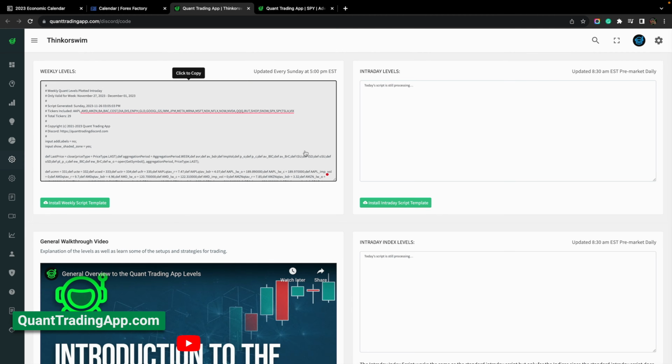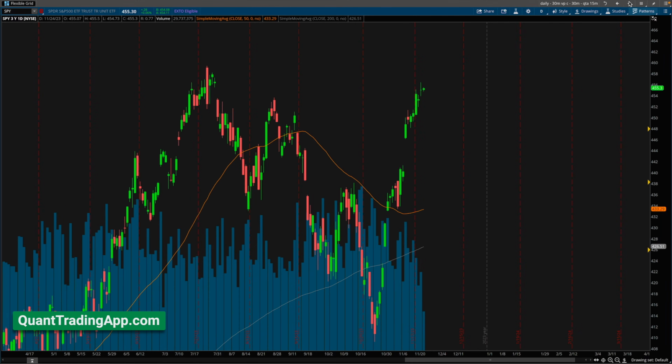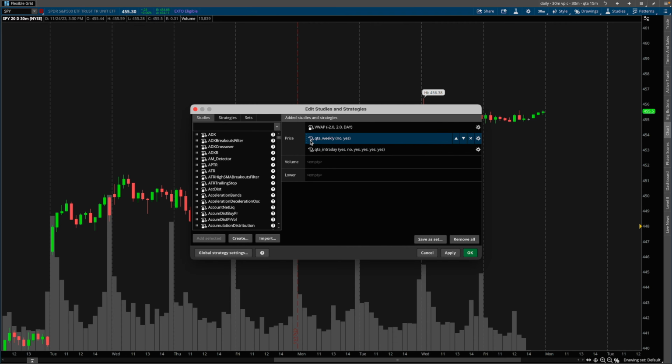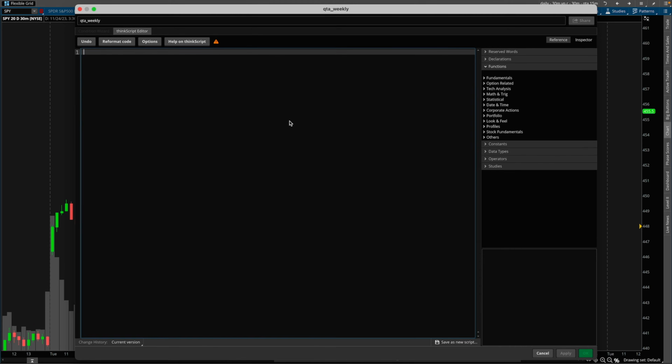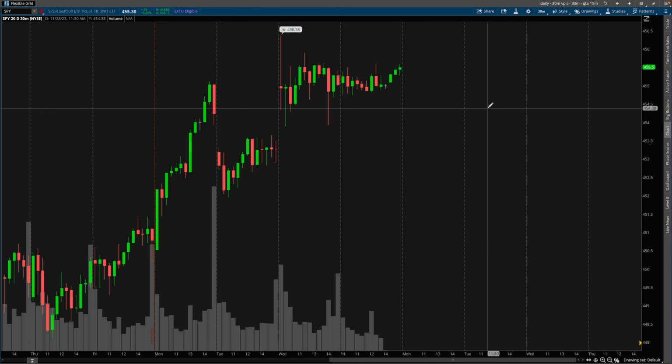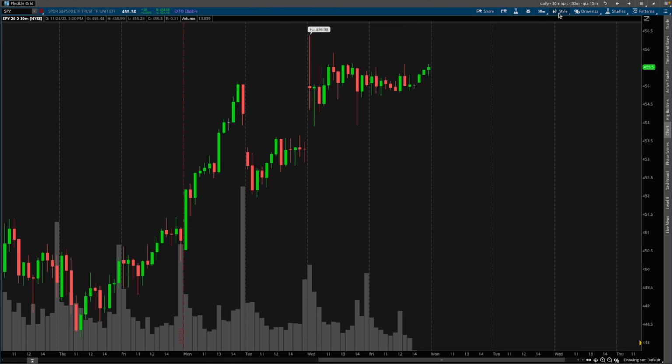Then obviously I'll copy and paste the QTA script for the week. So to just click this here, we'll pop over to our intraday chart, go to studies, go to edit studies, and then double click this. I've already copied it, paste it in, and then just press OK. And then the intraday script will be available tomorrow. So boom, those levels will be on my chart. I have all studies turned off because, again, that's not what this video is about. So those levels are off.